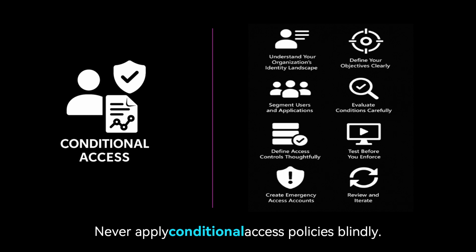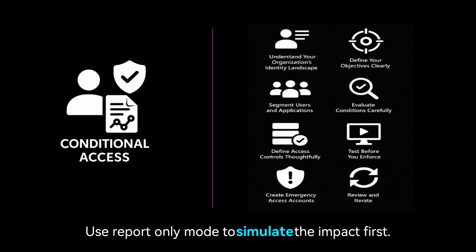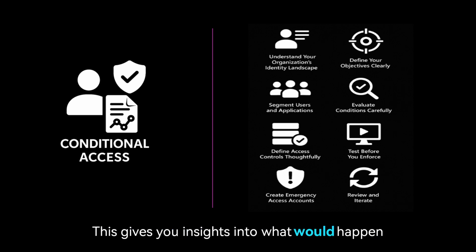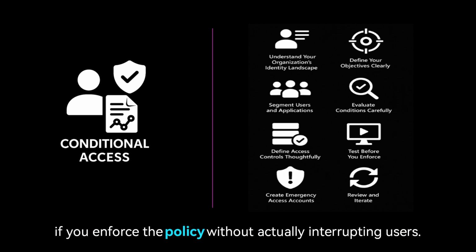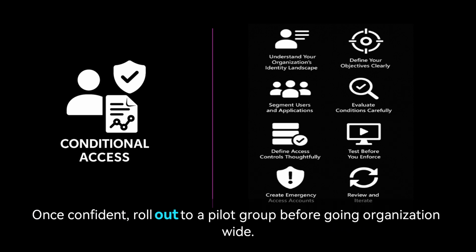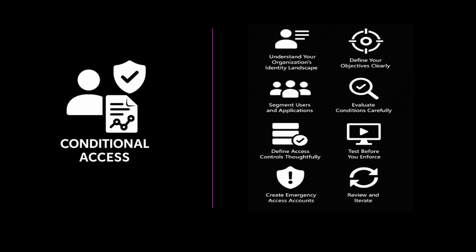Never apply conditional access policies blindly. Use report-only mode to simulate the impact first. This gives you insights into what would happen if you enforce the policy without actually interrupting users. Study the sign-in logs. Identify patterns. Fix issues. Once confident, roll out to a pilot group before going organization-wide. This careful approach helps you avoid user lockouts and minimize disruption.